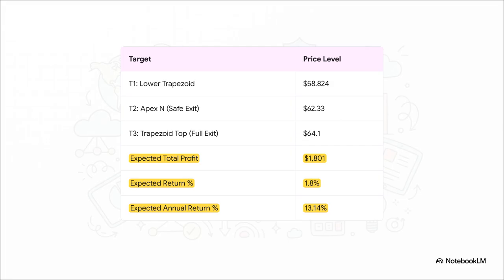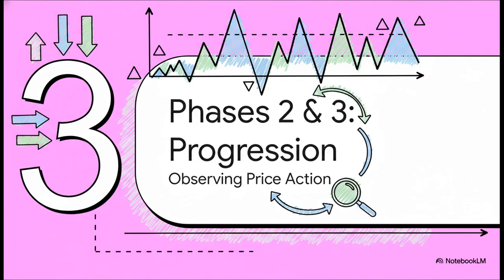So with the risk parameters all set, the plan also defines some very clear price targets. This table here shows the pre-calculated targets for what's called Scenario 1. That's the scenario where only that first entry point gets triggered. The full exit target, T3, is set at $64.10. This projects out to an expected profit of about $1,800, or put another way, a 1.8% return on our hypothetical capital. Okay, so that was the plan.